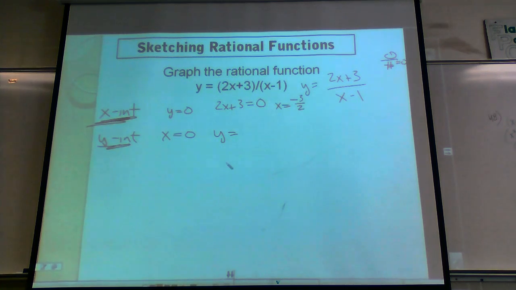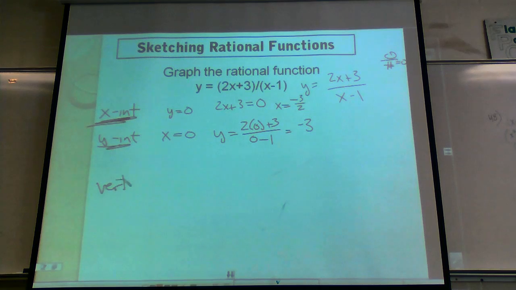All right, then for the y-intercept, guys, it's essentially plugging in 0, so just taking away everything that's got the x's, so we get y equals negative 3. All right, so I got the x-intercept and I got the y-intercept. You got issues with that? After that, next thing would be the vertical asymptote.